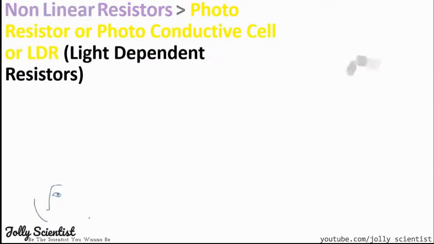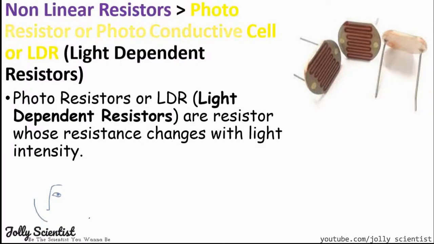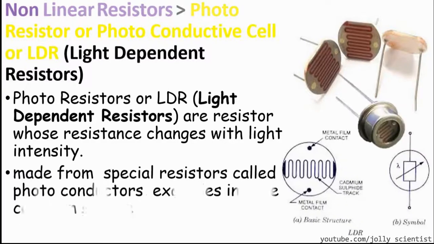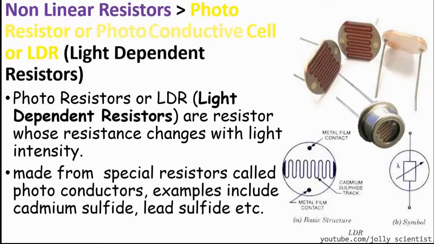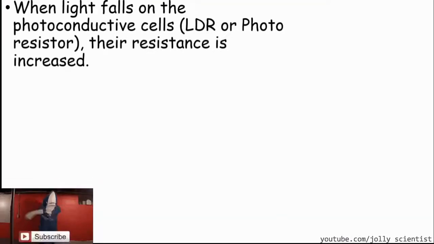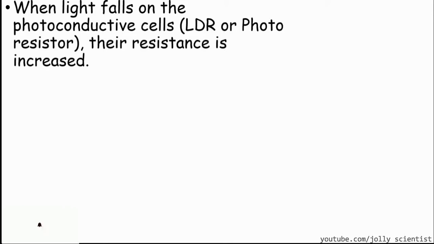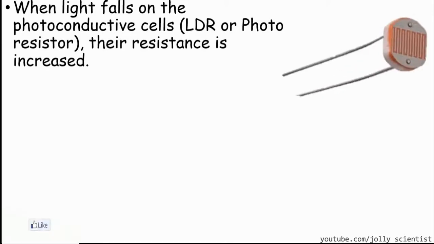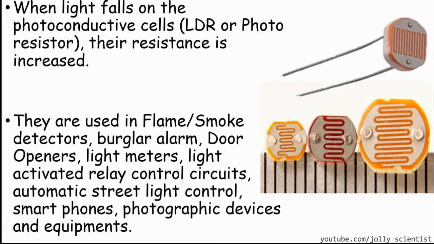The light-dependent resistors, or the LDRs, or the photoresistors as they can sometimes be called, are resistors whose resistance changes with light intensity. They are made from special materials called photoconductors. Examples include lead sulfide. When light falls on these LDRs, their resistance is decreased. They are used in flame or smoke detectors, burglar alarms, door openers, light meters, street lights, photographic devices, your smartphones, and so on.